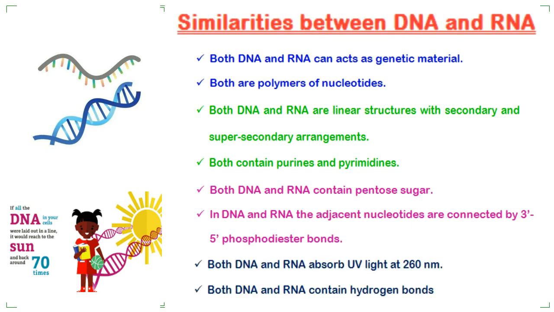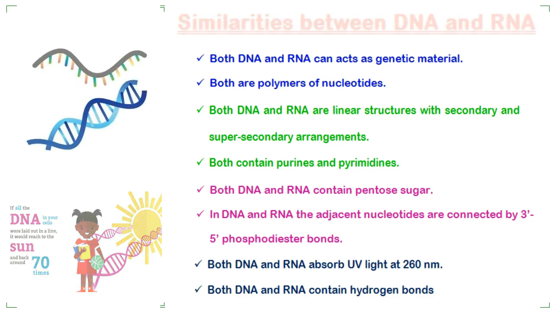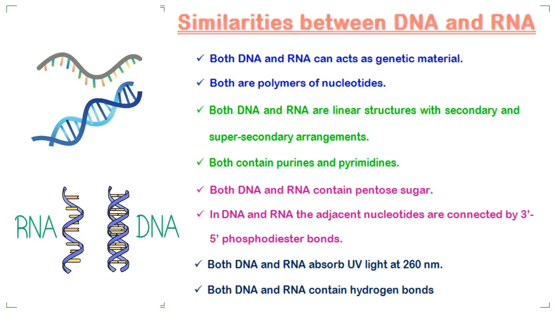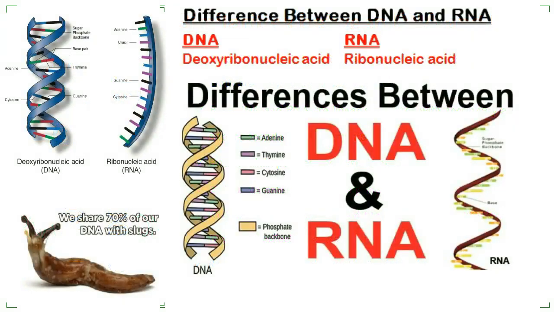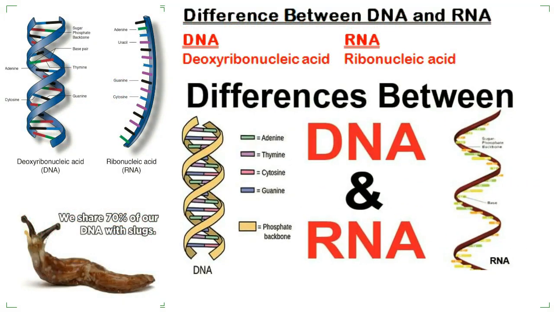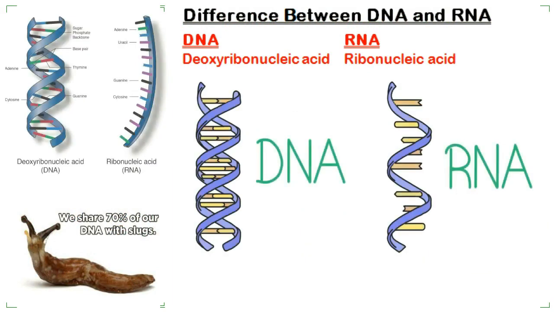3',5'-phosphodiester bonds. Both DNA and RNA absorb UV light at 260 nanometers. Both DNA and RNA contain hydrogen bonds. These are some common similarities between DNA and RNA. In second part of this video, we will learn about the differences present between DNA and RNA.